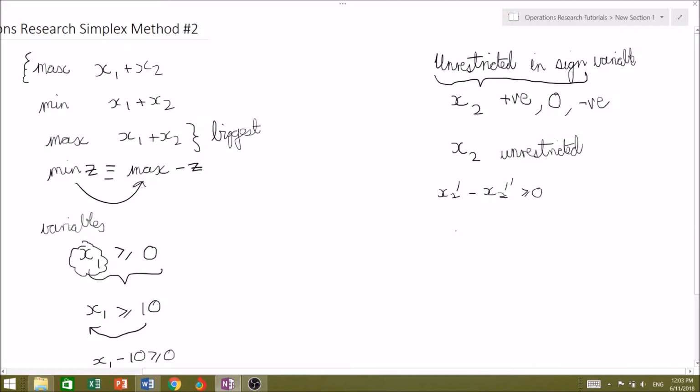And I'll show it in an illustrative example to you. But what happens is that this x2 prime subtracted from this x2 prime prime is set equal to x2. Well, from here on we know that x2 prime will be greater than or equal to 0, and x2 prime prime will be greater than or equal to 0. And then we have made our model into a nice form that can be used in the simplex method.